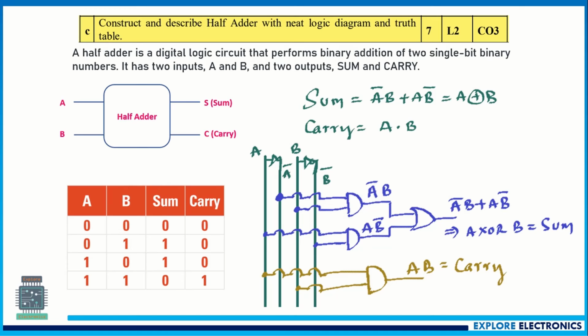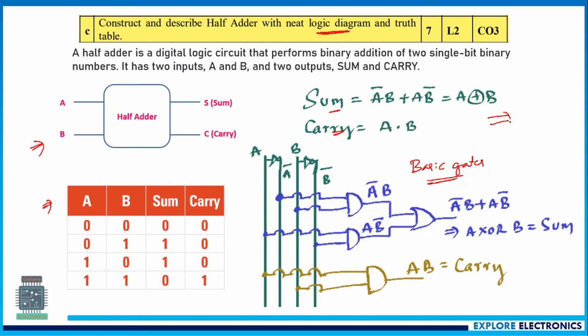They have asked for a half adder with a neat logic diagram and truth table that we need to describe. This is the block diagram of the half adder, the truth table, and also the sum and carry. And one more thing, observe here: they have just asked for the logic diagram, but they asked to implement it using basic gates. This is the circuit using basic gates. Here I have used only basic gates.